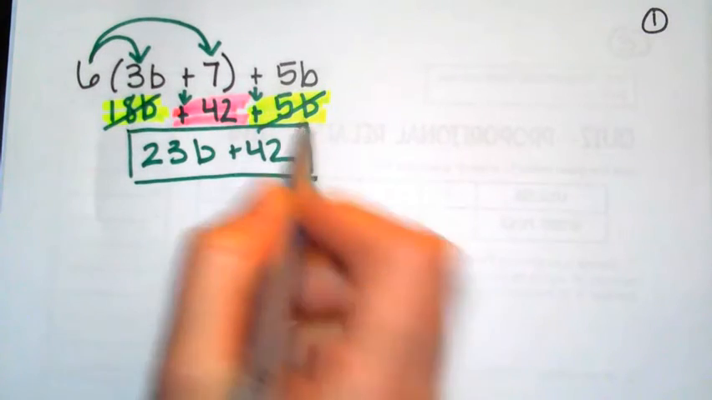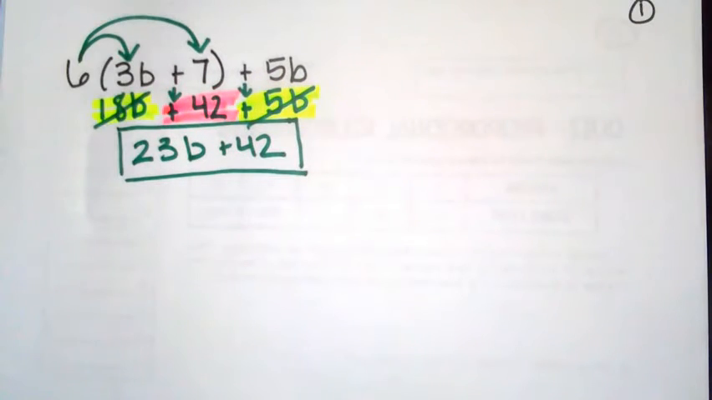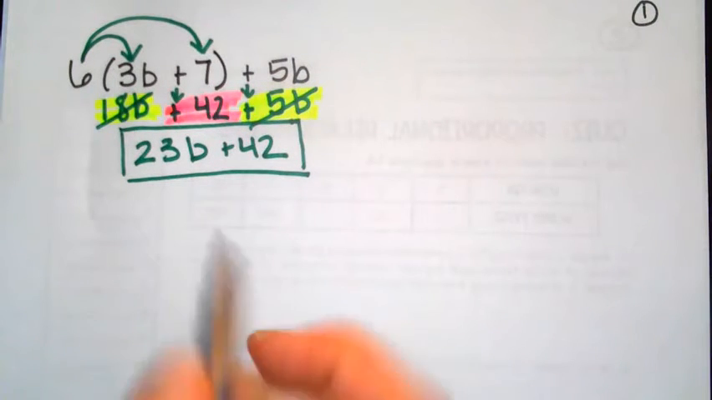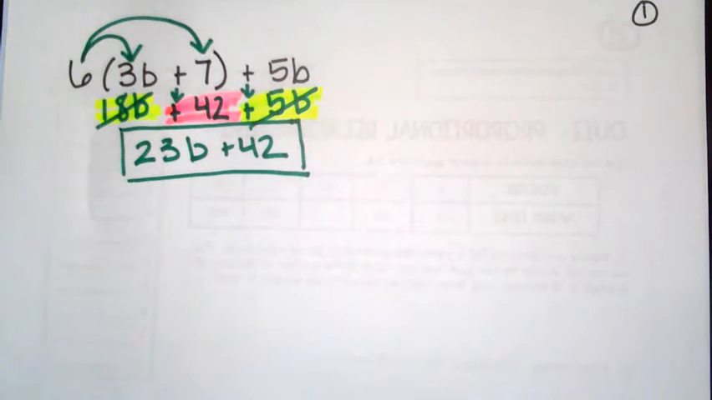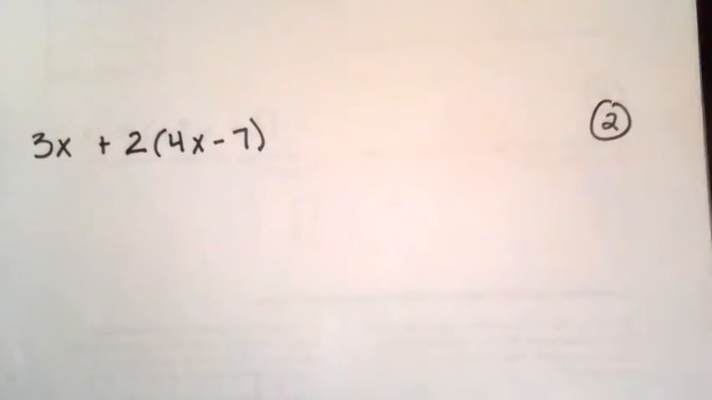And talk about simplifying. Look at this big, long, complicated thing we had. We had 6 times the quantity of 3b plus 7 plus 5b. Now we just have 23b plus 42. Nice and simple. All right, let's look at another example. Same kind of like this one up here, but here we had the distributive property part of the problem first, and then just plus 5b.